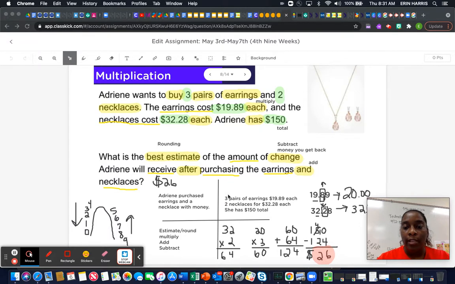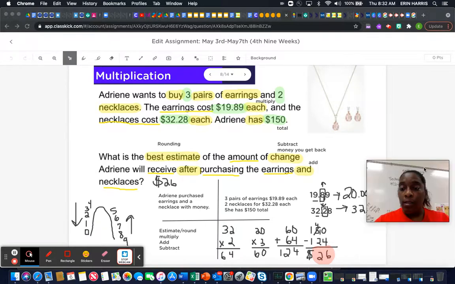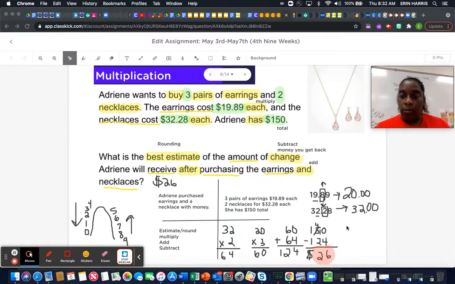So for the earrings, I round it and I use the hill. So from 0 to 4, we round down. From 5 to 9, we round up. And I'm going to just move this out of the way. So over here, I wrote the numbers. I wrote $19.89, and I want to round this to the nearest whole dollar.